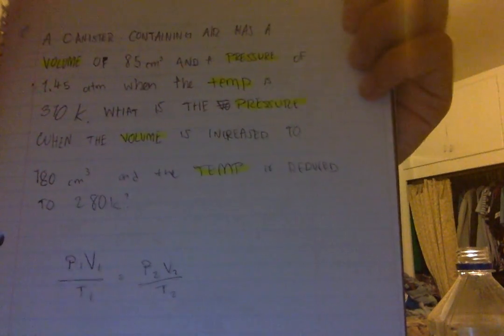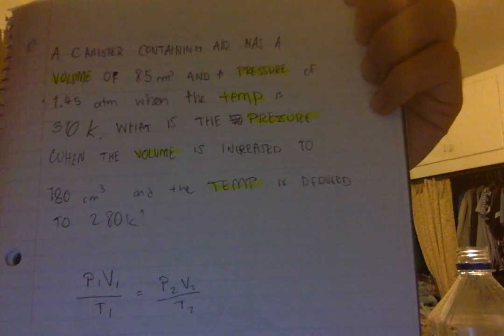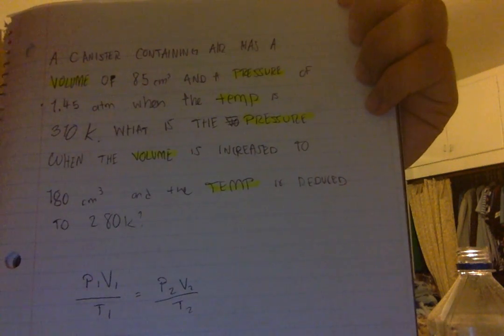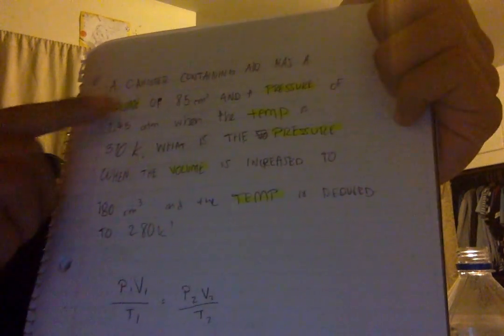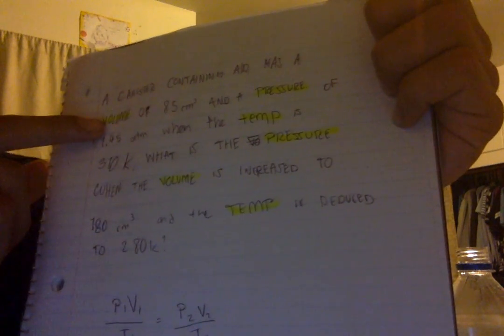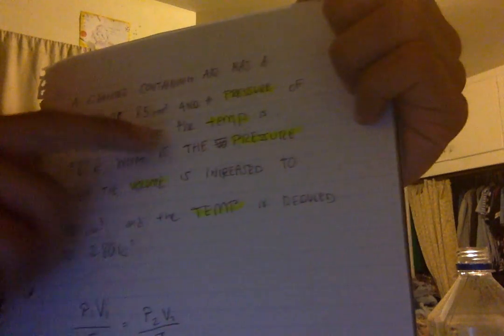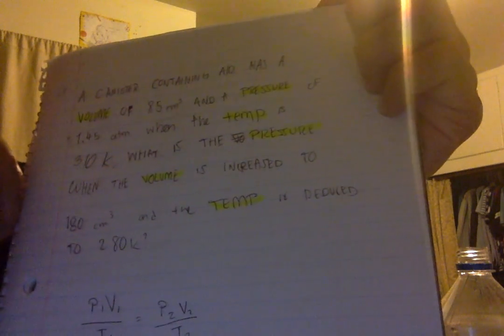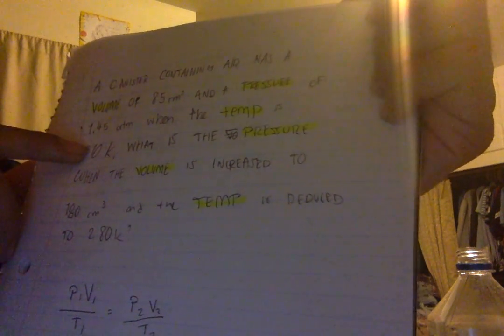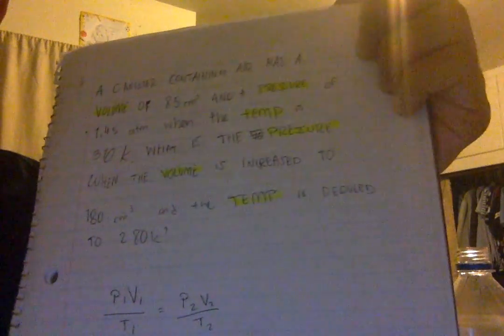So I've gone ahead and highlighted each of the variables and their counterparts. The first thing I highlighted was the volume right here, 85 centimeters cubed, that's volume 1. Pressure 1 is 1.45 atm, and temperature 1 is 310 K.